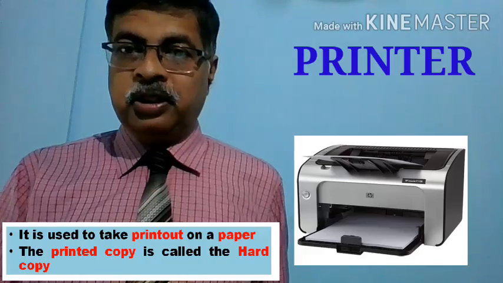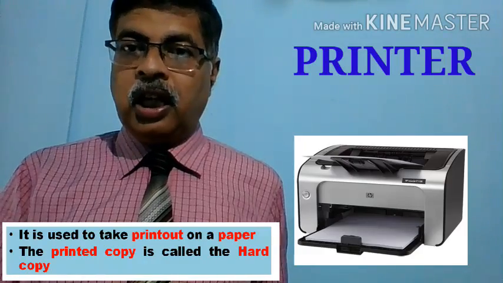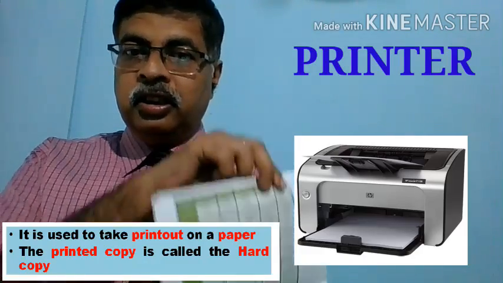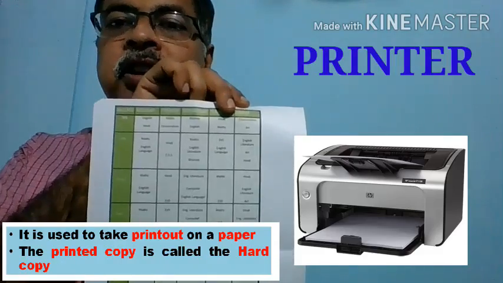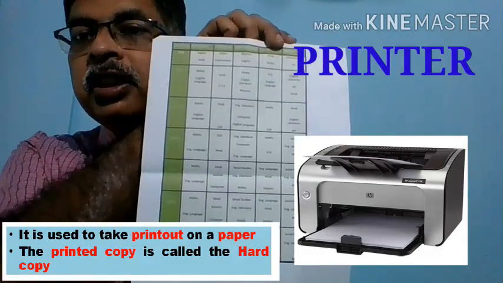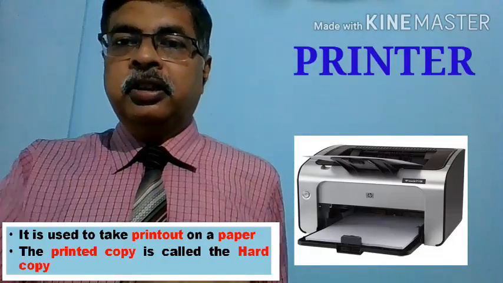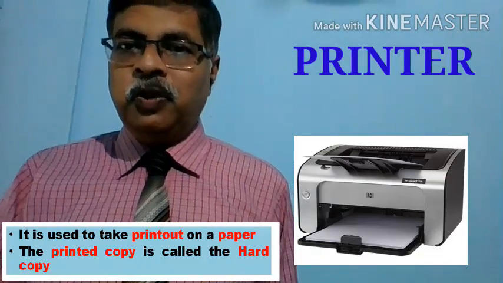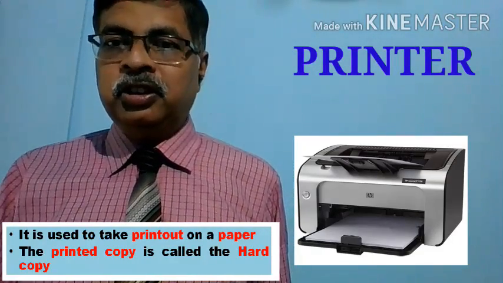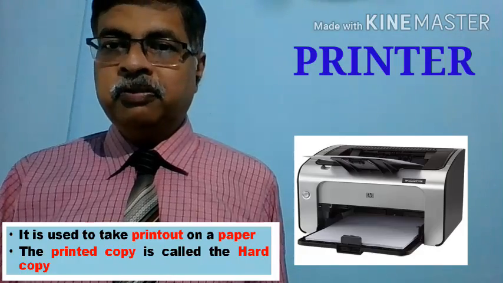The second point says the output from a printer is called hard copy. And this is one such hard copy I have here. This one is in color. Usually they are in black and white. So watch a small video in which you will see how a printer works.